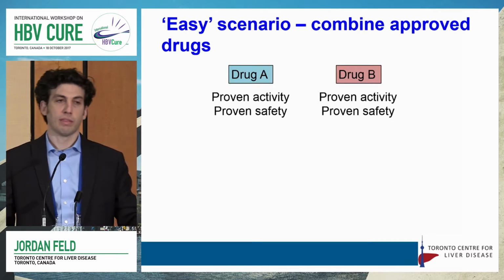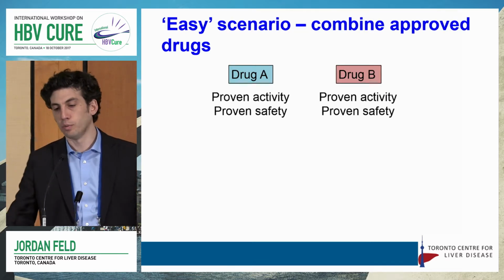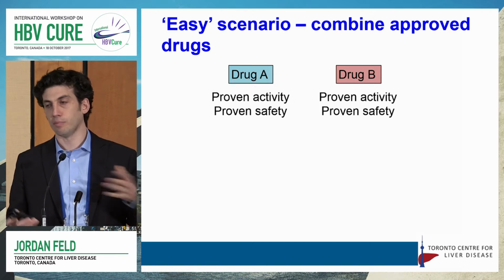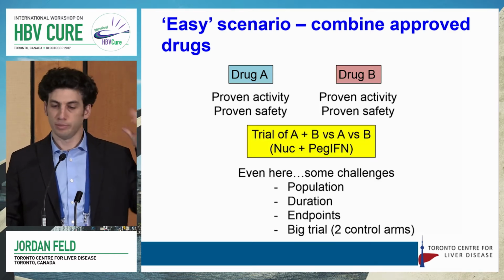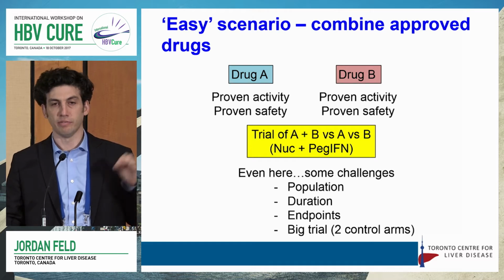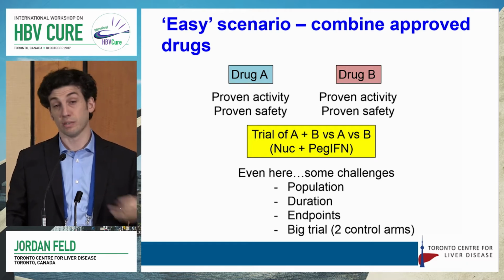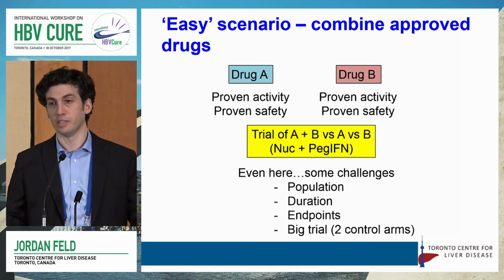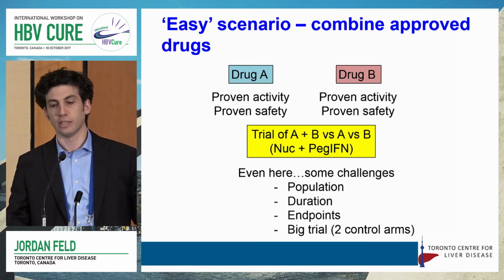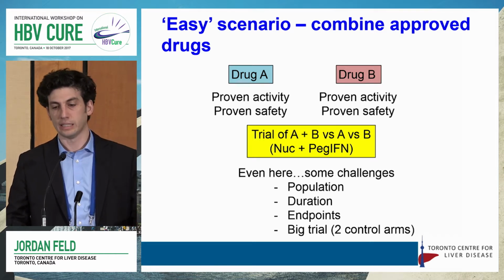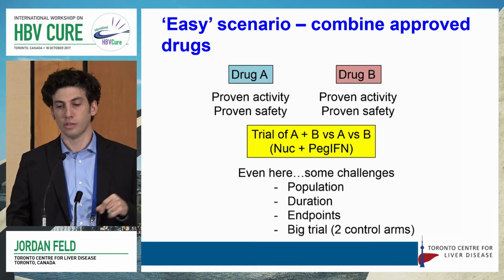And so you start with the sort of simple scenario of taking two approved drugs. You've got proven efficacy and proven safety of two drugs, and then you have a trial where you put drug A plus B versus drug A versus drug B alone. And to be honest, this has only finally been done a couple of years ago with the agents that we have, with a fairly robust trial of PEG and TDF versus TDF or PEG alone.